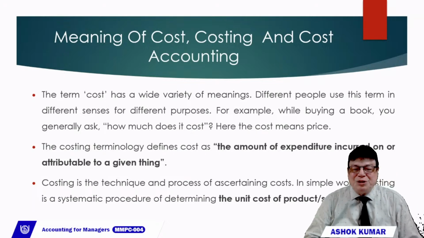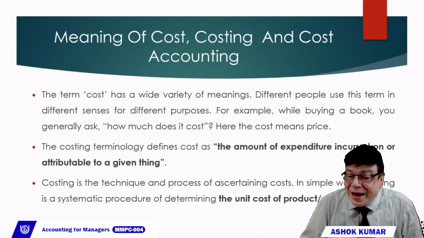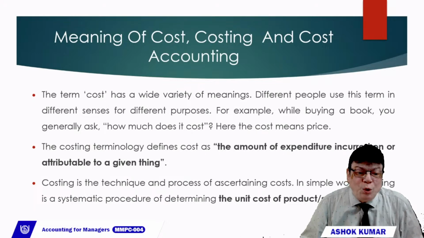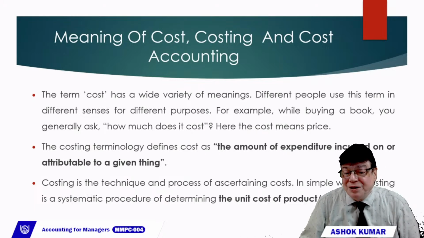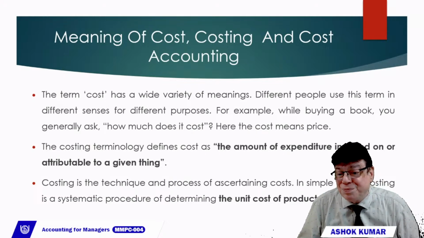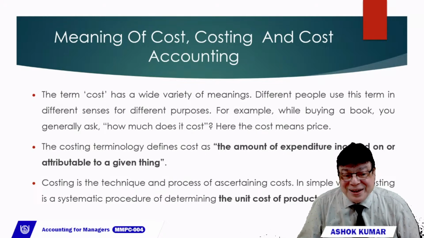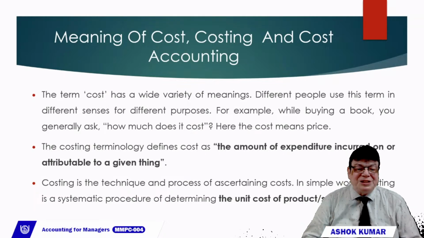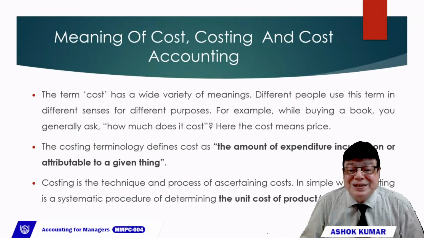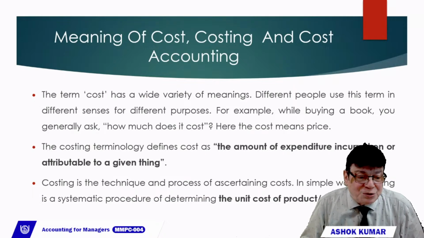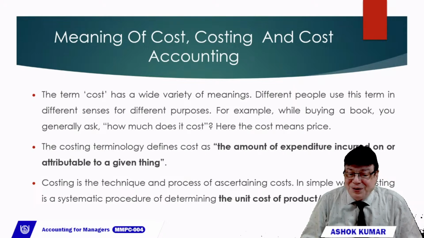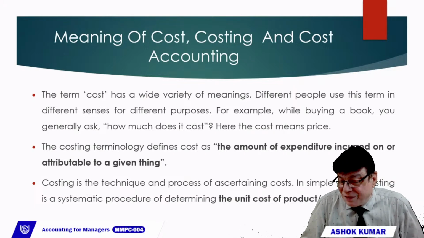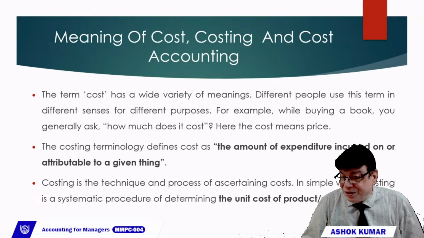The costing terminology defines cost as the amount of expenditure incurred on or attributable to a given thing. How much money is incurred for making this particular item. Costing is the technique and process of ascertaining cost. In simple words, costing is a systematic procedure of determining the unit cost of a product or service, and how it can be reduced.